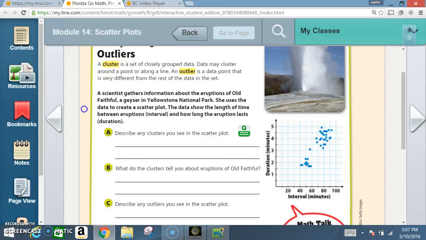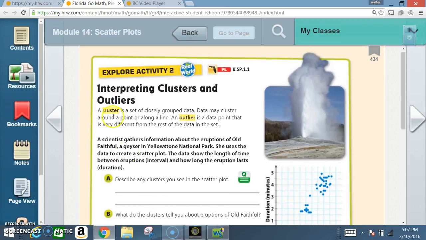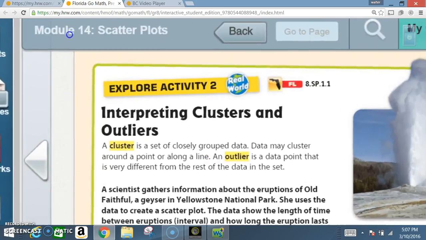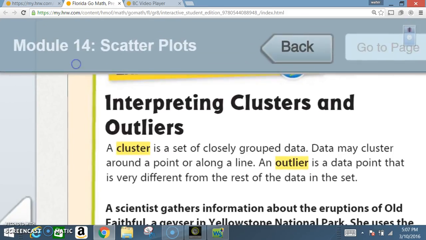Key vocabulary for this lesson so far is going to be the words cluster and outlier. A cluster is a set of closely grouped data. Data may be clustered around a point or along a line. An outlier is a data point that is very different from the rest of the data in the set. So an outlier would be a number that's either way below the data you're looking at or way above the data you're looking at.